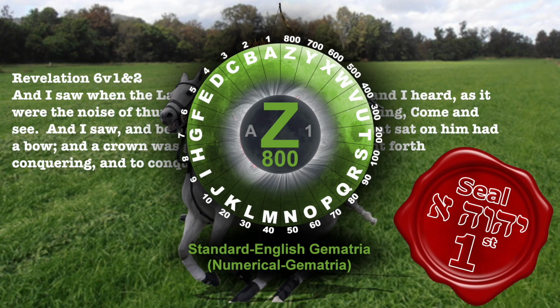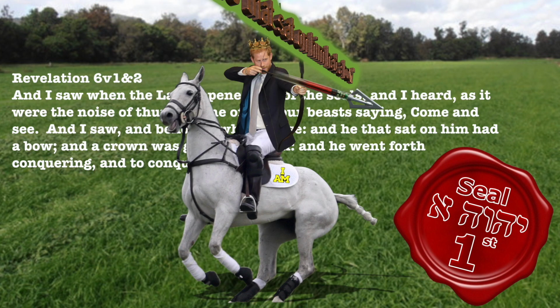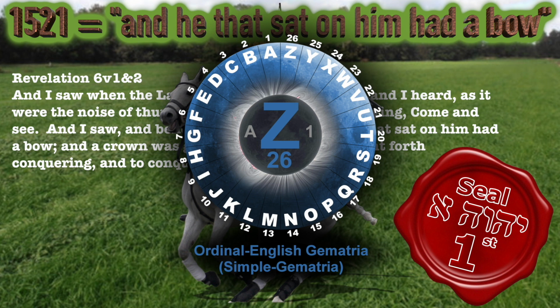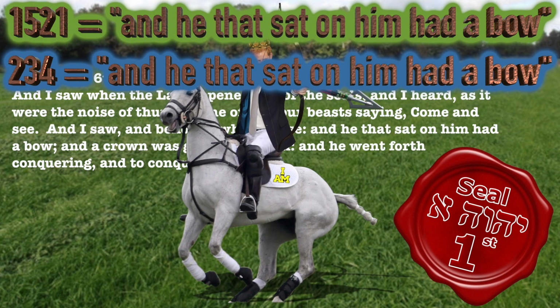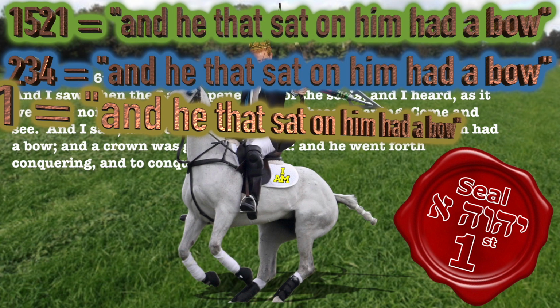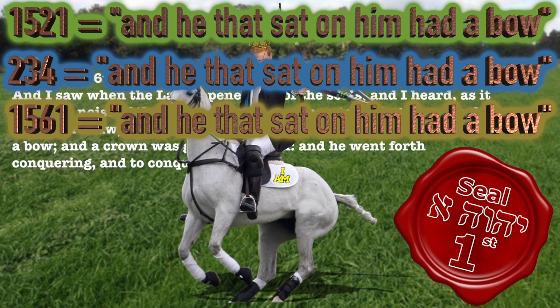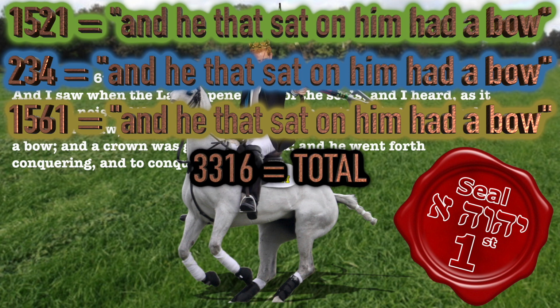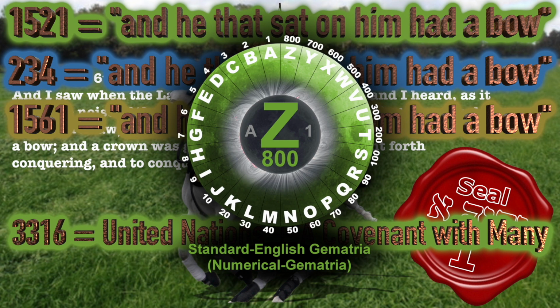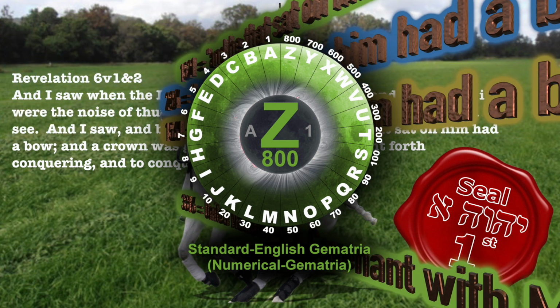Using Standard English Gematria, and he that sat on him had a bow, equals 1521. And using Ordinal English Gematria, the same phrase equals 234. And using Jewish Old English Gematria, the same phrase equals 1561. If we add these numbers together, we get 3,316, which is the same Gematria value for United Nations, a covenant with many, using Standard English Gematria.